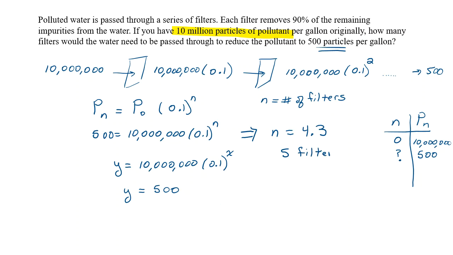We don't round this down, because if we rounded down to 4 filters, it wouldn't be at 500 particles per gallon yet. It would be higher than that. All right, so I hope this example was helpful, a little bit different than some of the examples we've done, and an interesting application of exponential decay.